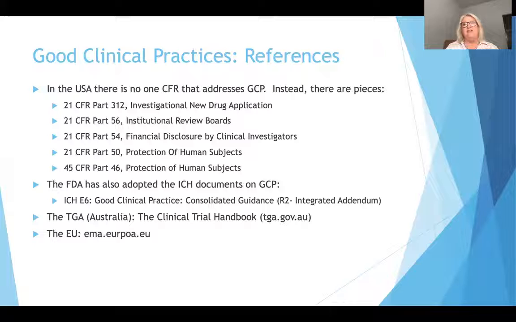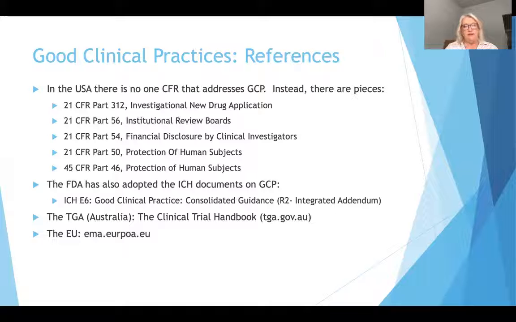The FDA has also adopted the ICH documents on good clinical practices, specifically ICH E6 and subsequent addendums as it relates to good clinical practices. This is probably one of the more comprehensive and detailed sources about good clinical practices, and especially it's good because it defines the requirements of the documents I'm going to be talking about later on.